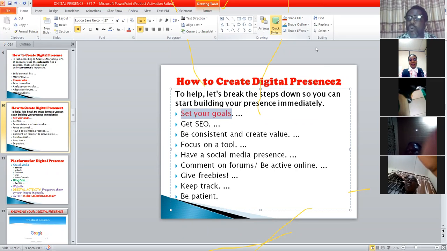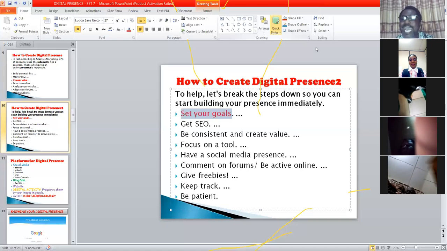Like my own goal now, what's my goal? Very easy and very simple. When you mention digitalization in Nigeria, I want to be the father of digitalization. Are you getting that? When you mention digitalization, I want my name to come up first. And how do I do it? I have to write more about digitalization through my blog. I'm not doing enough. I have to write more.